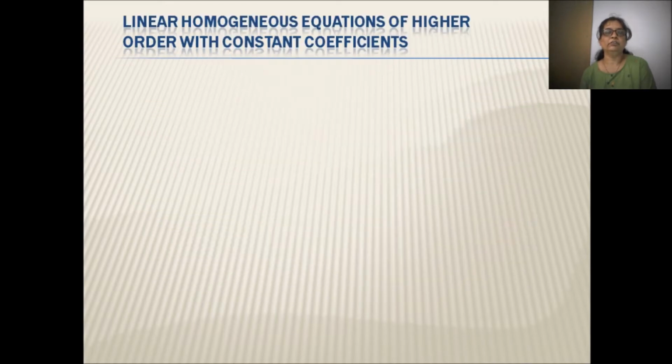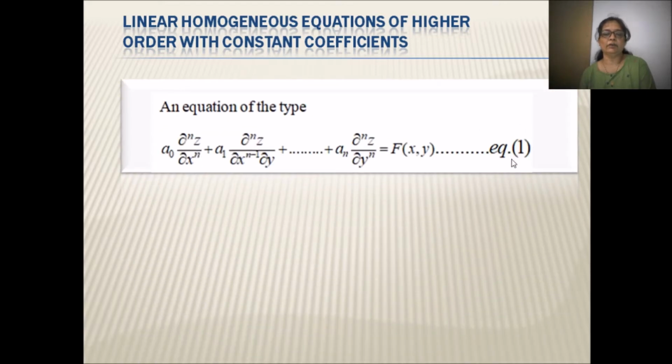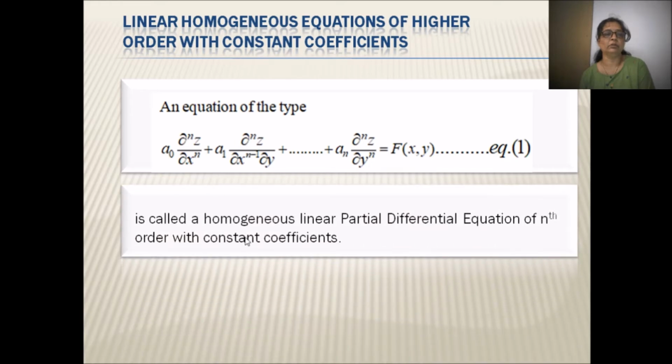Linear homogeneous equation of higher order with constant coefficient. Here this is equation number 1. Here a naught, a1 up to an are constant terms, therefore constant coefficient. Here the right hand side is a function of x, y, and each term of this equation 1 contains the derivative of the same order. Therefore we call this homogeneous, and this form is the linear form. Therefore it is a linear homogeneous equation of nth order, higher order with constant coefficient.